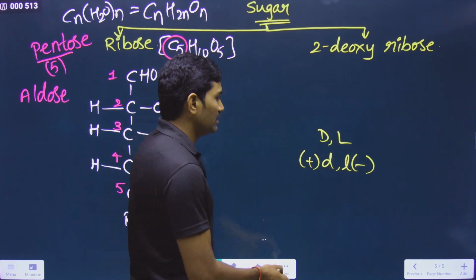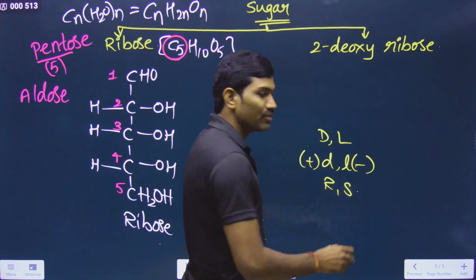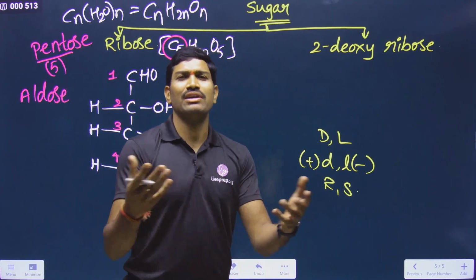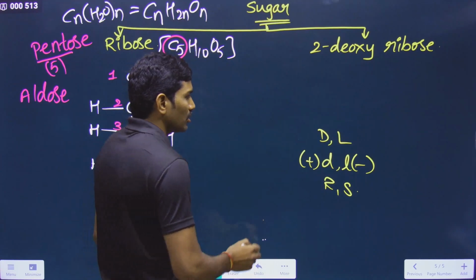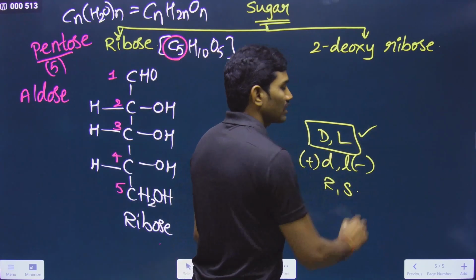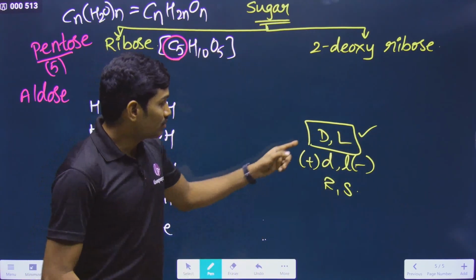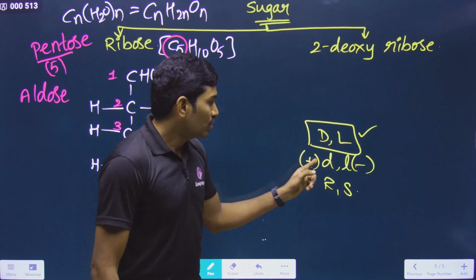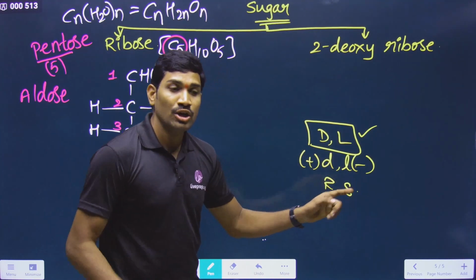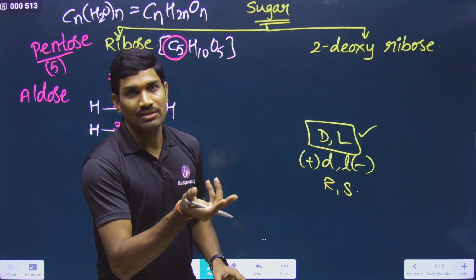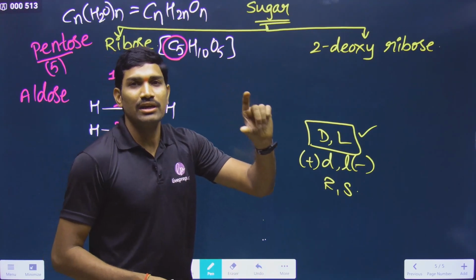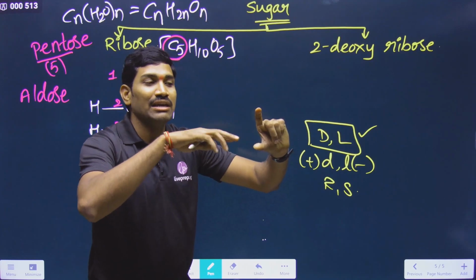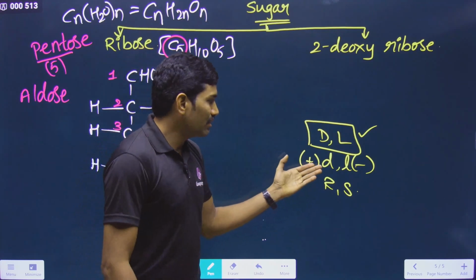And the next one is R and S type of isomerism. Yes or no? Not only this, positional isomers are present. Different types of isomers are there. Now my question is this one. Don't confuse capital D, capital L with small d, small l. These two are completely different. Small d, small l is based on rotation of plane polarized light. You take this compound in a tube and pass plane polarized light. If it is turning towards the right side, it will be d.